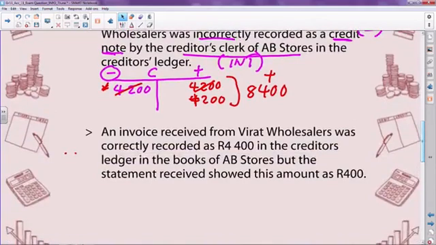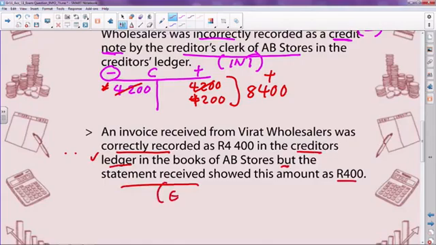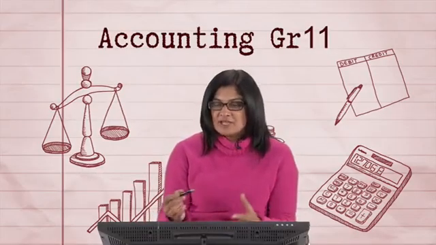An invoice received, let's just get a pen out again. An invoice received from Virat Wholesalers was correctly recorded as 4,400 Rand in the creditor's ledger. Okay, so it was correctly recorded in the creditor's ledger. So this time around, we haven't made a mistake. We recorded this correctly in the books of AB Stores. But the statement received showed this amount as 400 Rand. So immediately, the statement, the external document, is obviously incorrect. That's where they made, or this time around, they made the error. Right, so what did they do incorrectly?